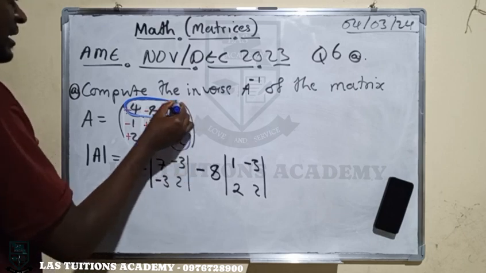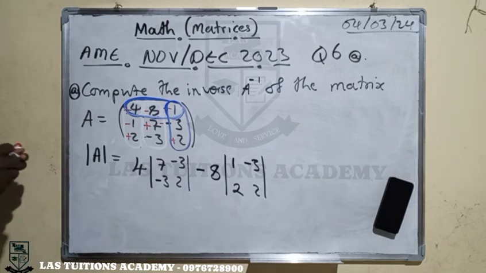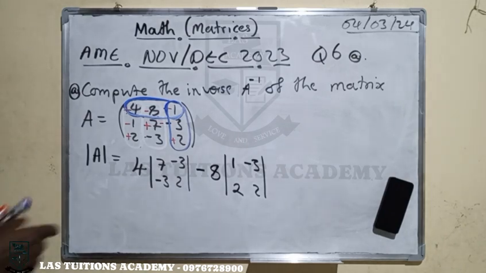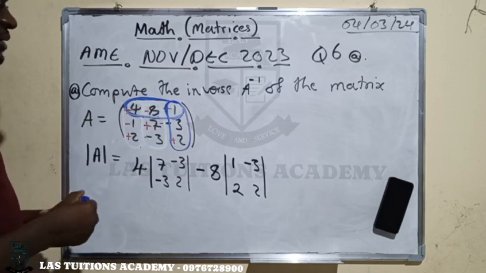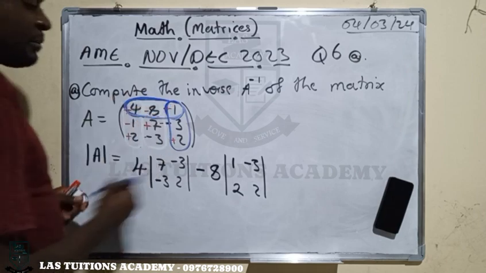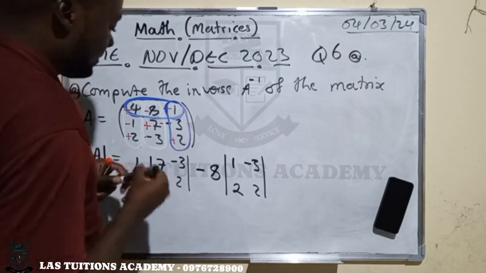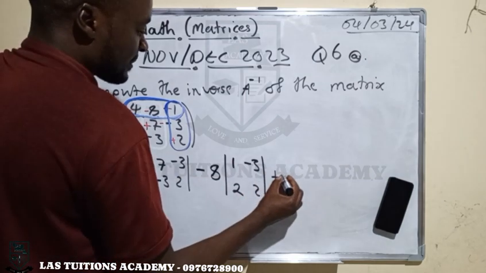And our intersection number is 1. And the position sign here is plus. Position number is plus, so we have plus 1.